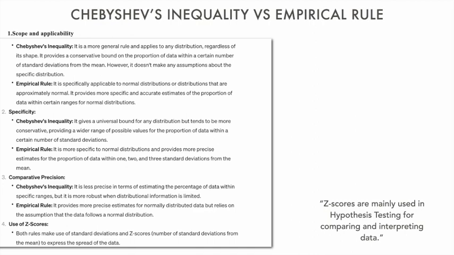Comparative precision: Chebyshev's is less precise in estimating the percentage of data within specific ranges, but it is more robust when distributional information is limited. It is very robust, meaning it is very useful. The empirical rule provides more precise estimates for normally distributed data, but relies on the assumption that the data follows a normal distribution. Use of Z scores: both rules make use of standard deviations and Z scores, the number of standard deviations from the mean, to express the spread of the data. Z scores, as I mentioned previously, are useful mainly in hypothesis testing for comparing and interpreting data.